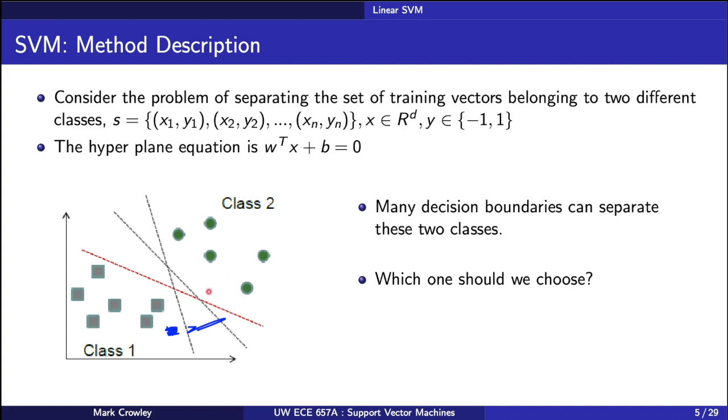This is the question that SVM answers. So you've got 3 different lines here. Each of them works perfectly well with the training data we've been given, but which of these 3 lines would be the best to use?